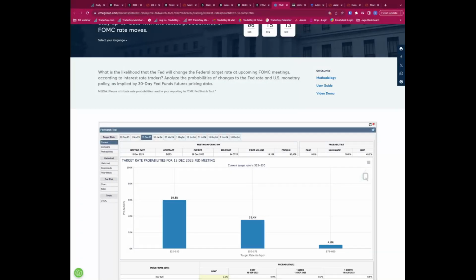They've hiked once. We've been on pause, expecting a pause today. They've got 2 more meetings after today, so November and December. So basically, only a 71% chance of us staying unchanged by November, but then only a 60% chance of us being unchanged by the end of the year. So 40% chance that we get a rate hike before the end of the year.